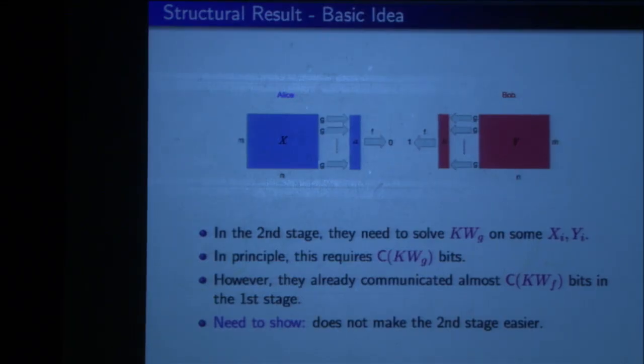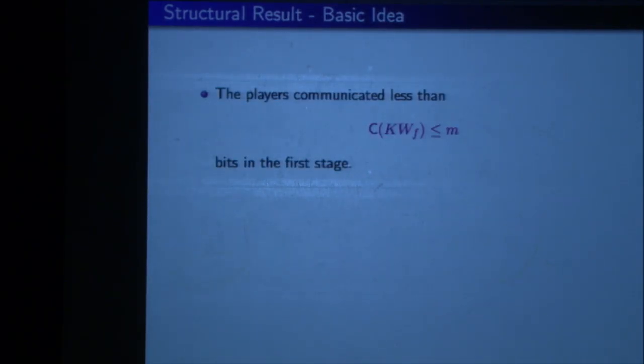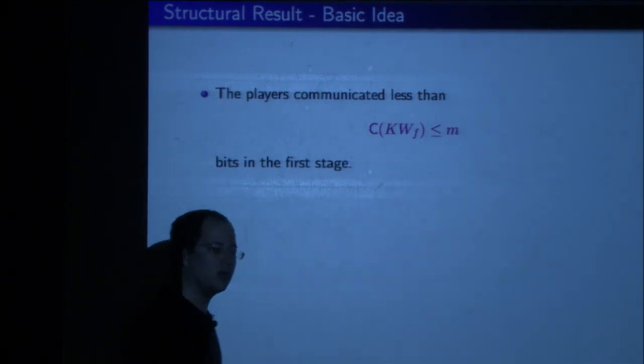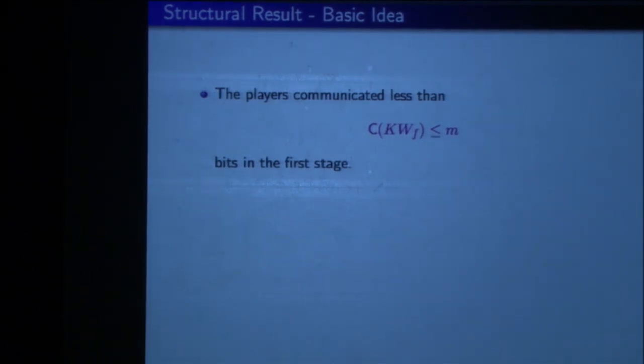Okay, so our goal would be to show that the fact that they talked in the first stage does not make it easier to solve G in the second stage. So the basic idea is the following. We know that the players communicated at most the complexity of F, which is at most M bits in the first stage. And this means that on average, they communicated at most 1 bit per row.